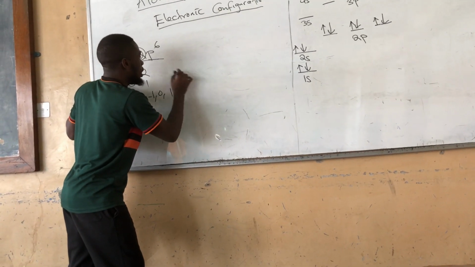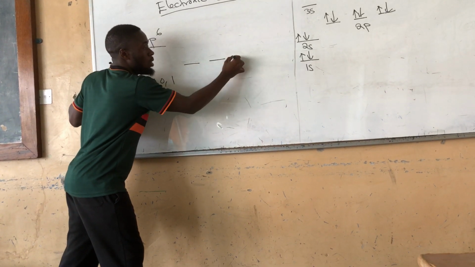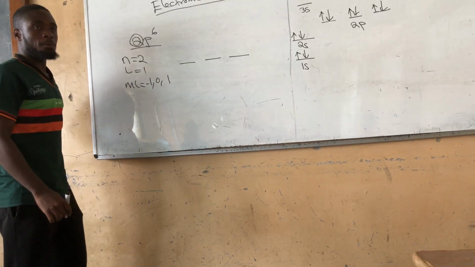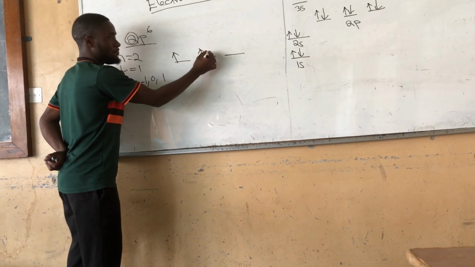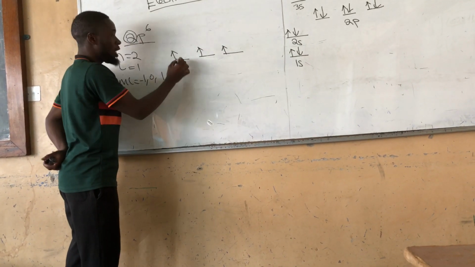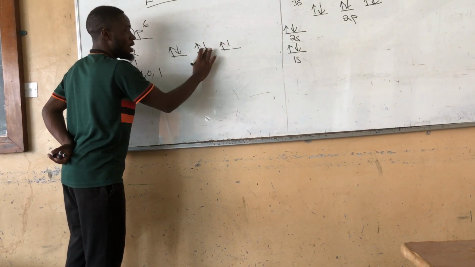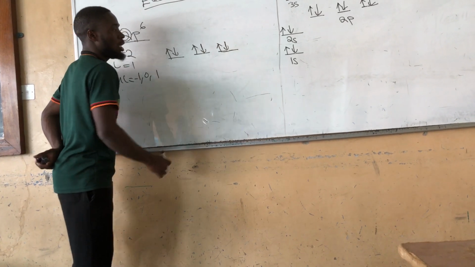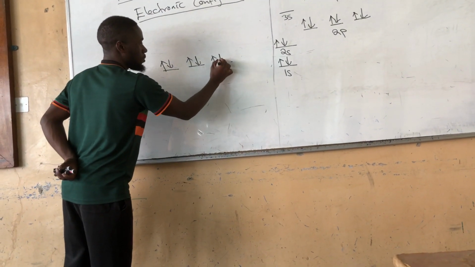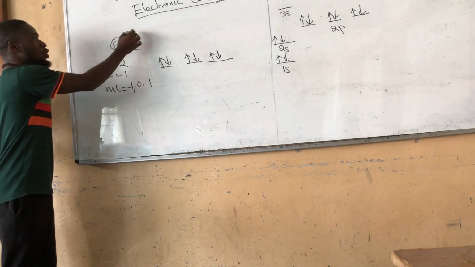So let's go to the p sub-level here. Let's say this p can hold up how many? 6. 6, 1, 2, 3. So let's start 1, 1, 1. Then again, 1, 1, 1. They are how many now? They are 6. Okay? There are 6.